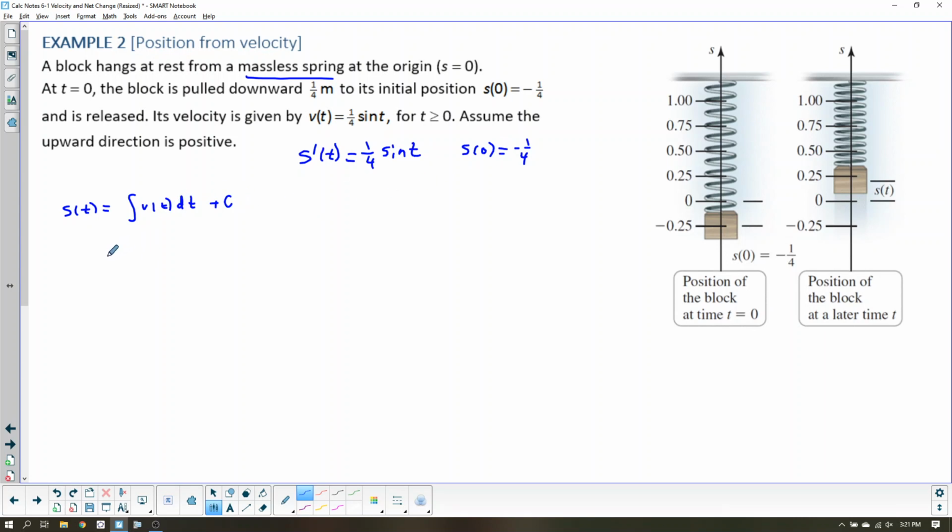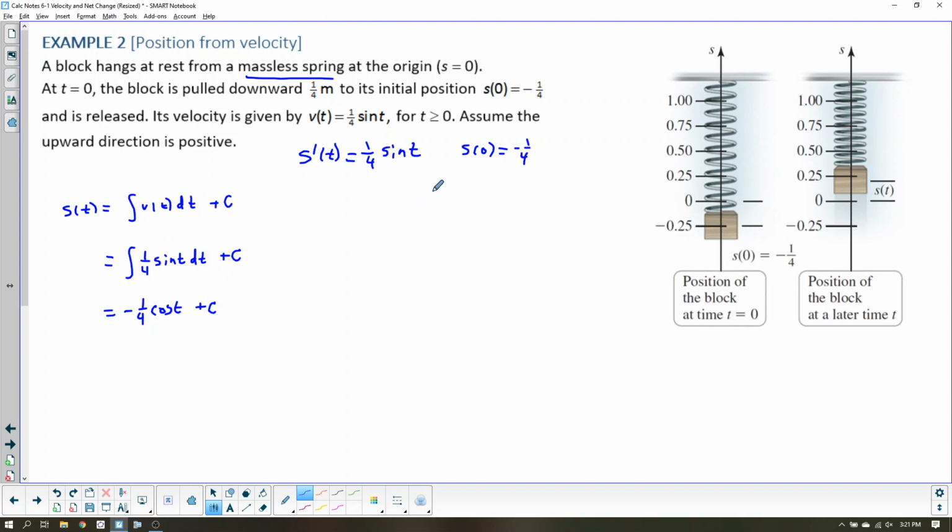So let's just plug everything in. So notice here I'm doing an indefinite integral, not a definite integral. So we are integrating 1/4 sine of t dt. Keep the plus c out here. Antiderivative of this is going to be -1/4 cosine of t plus our constant c.